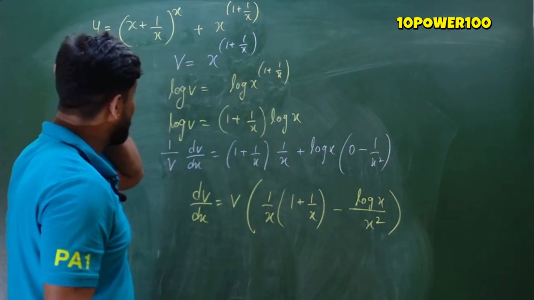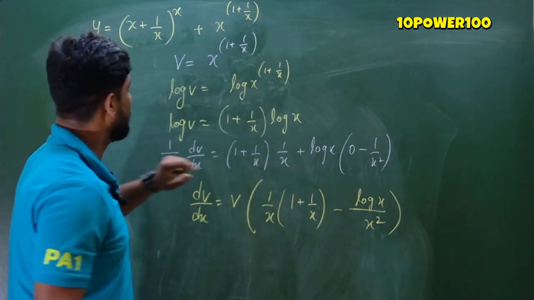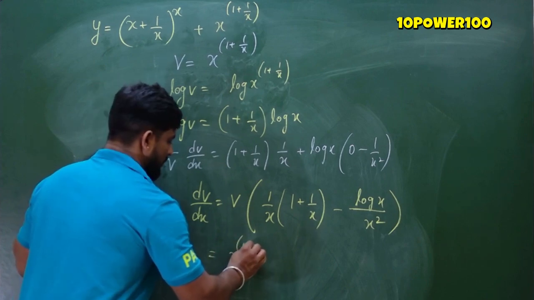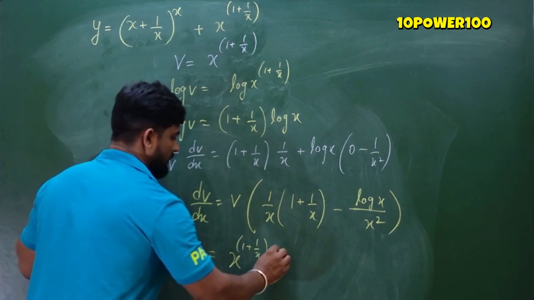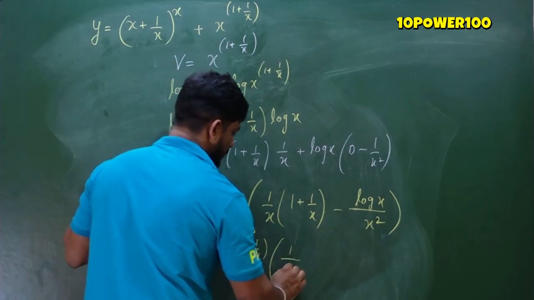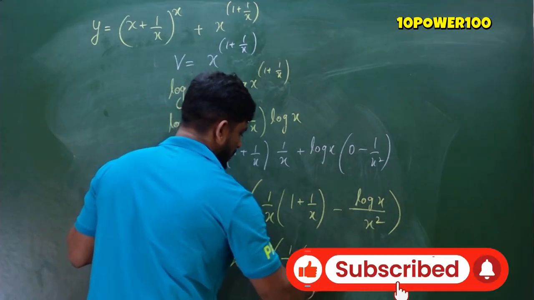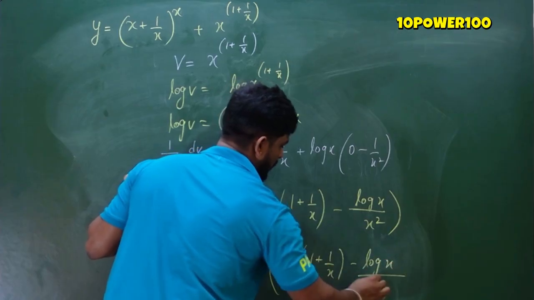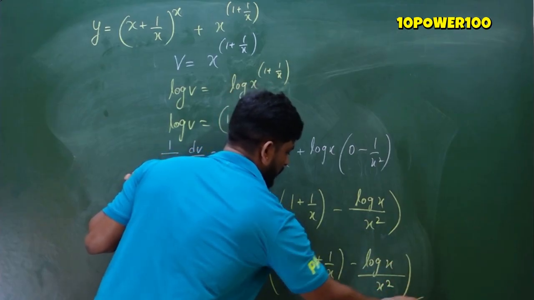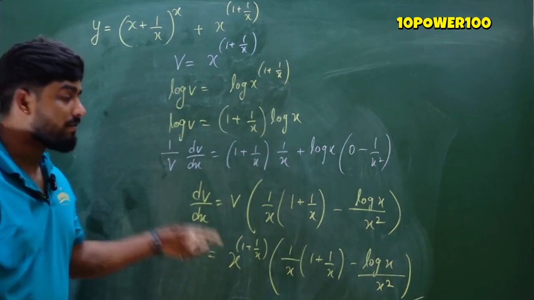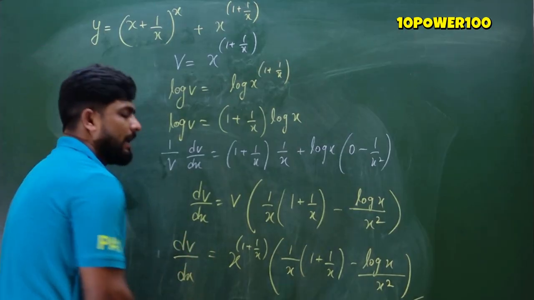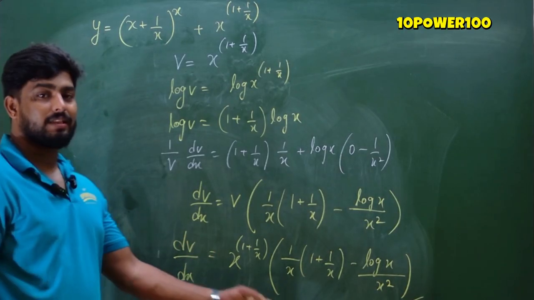So what is v? v is x to the power of (1 plus 1 by x). So x to the power of (1 plus 1 by x) of 1 by x. Okay, so this is dv by dx. Finally you have to replace this in the step.